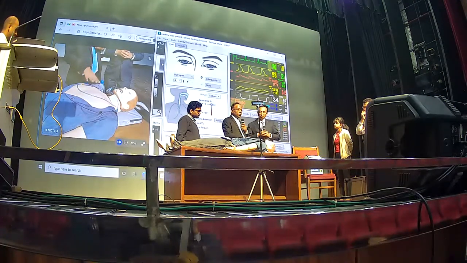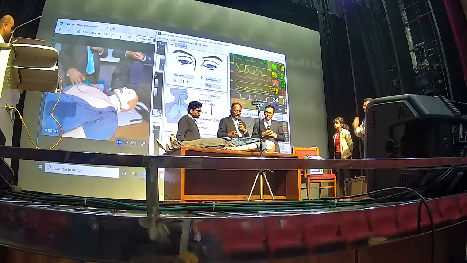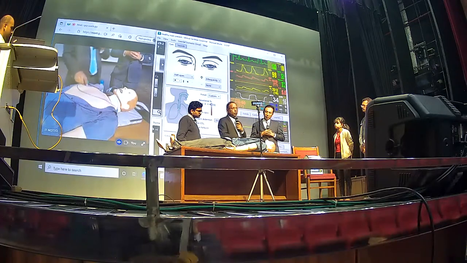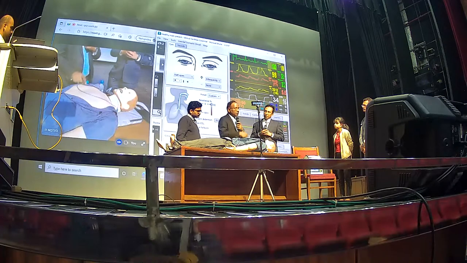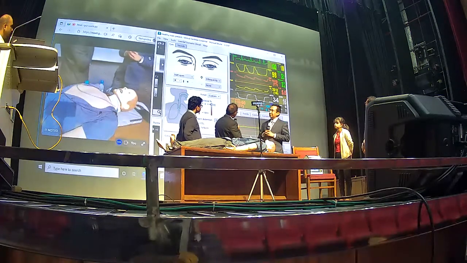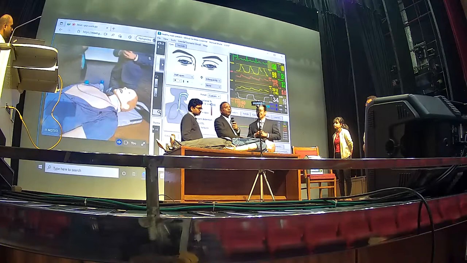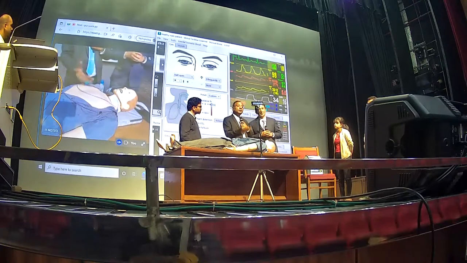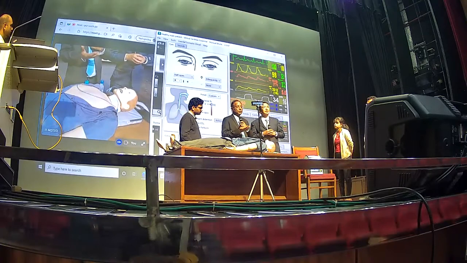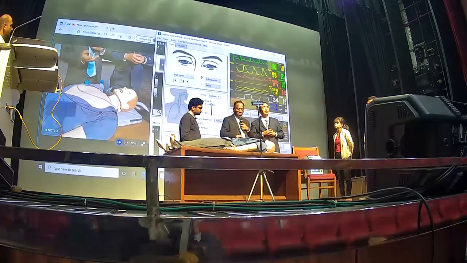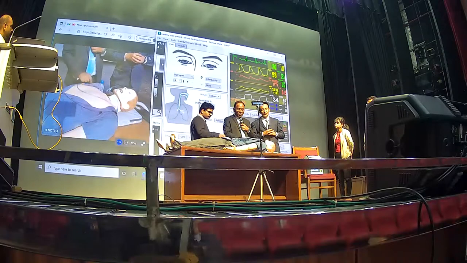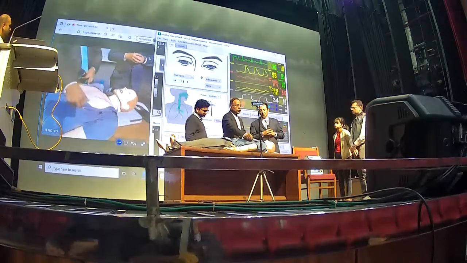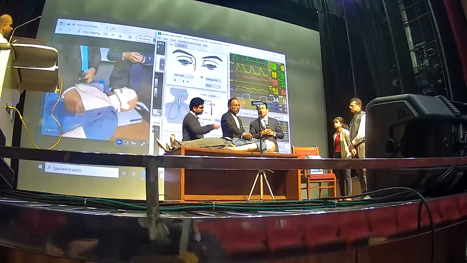Then we prepare the patient for the apnea test. The most common mistake people make when doing the apnea test is that they are looking at the monitor. They are not looking at the patient's chest. It may so happen that the patient is having a spontaneous respiration when you have disconnected. That thing should never be missed. So if you see, we have taken the liberty to expose the catheter, expose the chest.